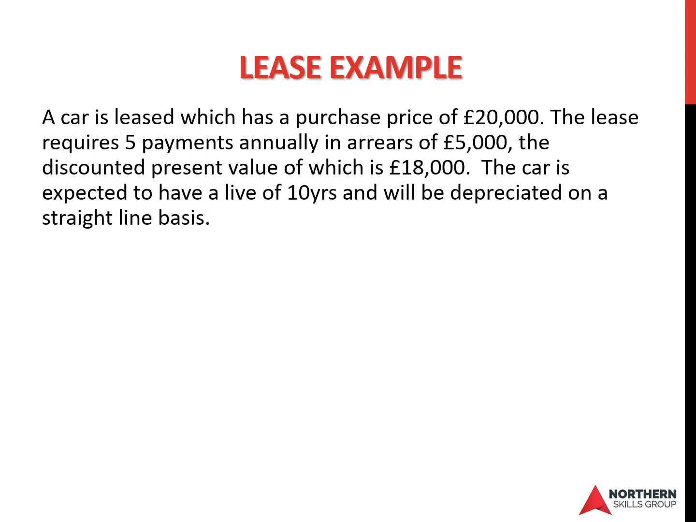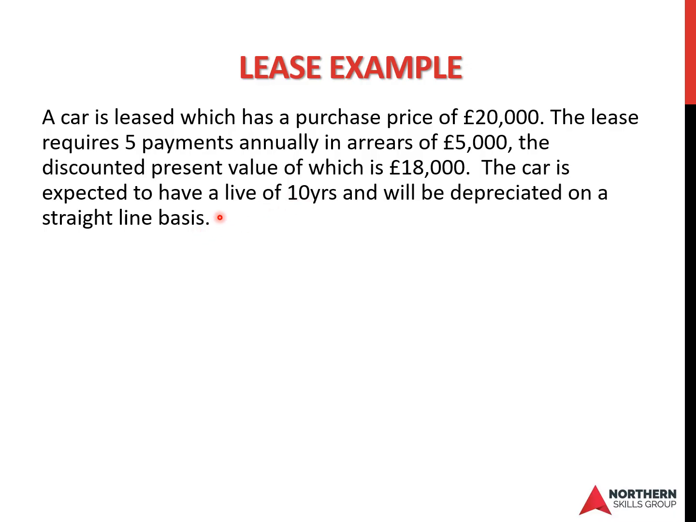So here's just a quick example to emphasize those points. We've got a car lease, and the outright purchase price of the car is £20,000. The lease requires 5 payments annually in arrears of £5,000, so a total of £25,000, and the discounted present value of those payments is £18,000.